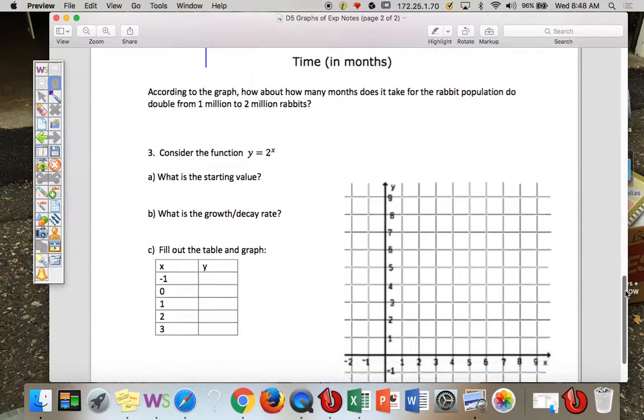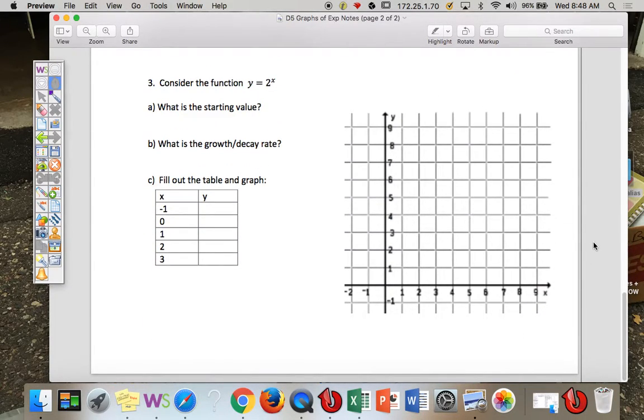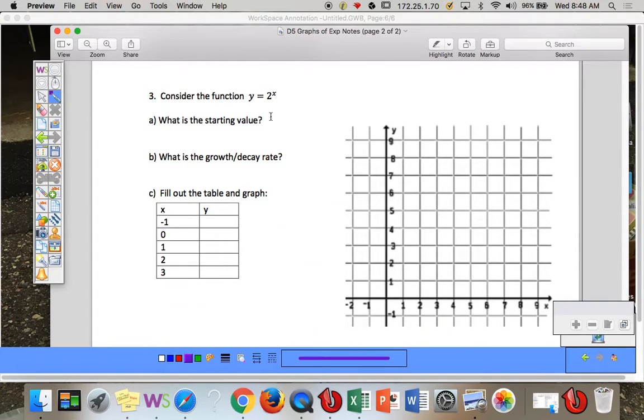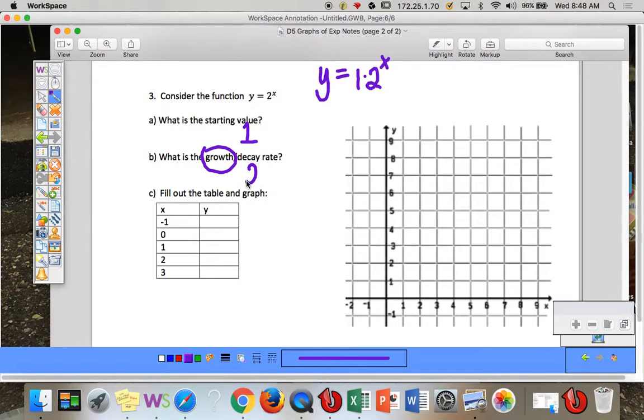The last thing we're going to look at today, so we look at reading graphs, is graphing. So let's say we have this function y equals 2 to the x. If I asked you what the starting value for this would be, it's actually a 1. So notice 2 is the base of the exponent. So that's your growth rate. So really there's an invisible 1 here, 1 times 2 to the x. So the starting value is 1. What is the growth or decay rate? This is a growth rate. It's 2. And the growth or decay rate is the base of the exponent.